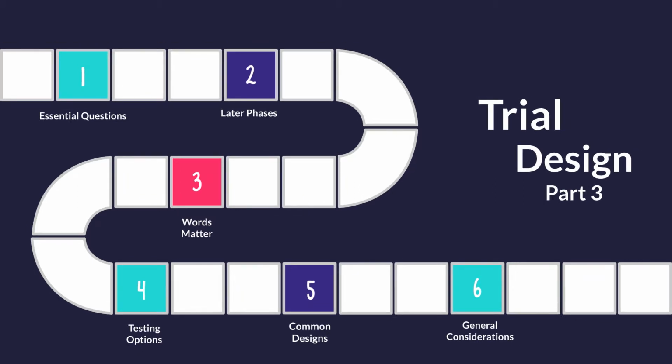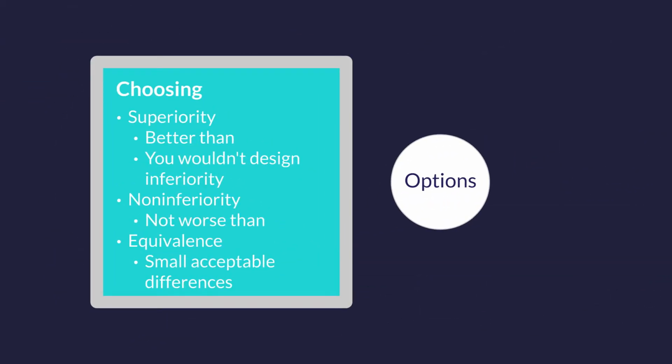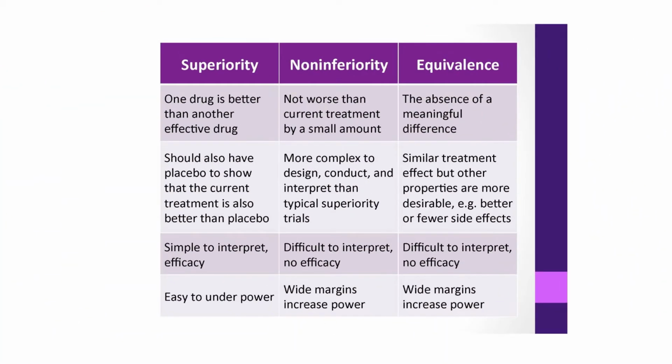So now that we understand our words, what are our testing options? So you need to choose superiority, better than. You wouldn't design to show an inferior treatment. You would design to show a superior treatment. Non-inferiority being not worse than, or equivalence being a small acceptable difference.